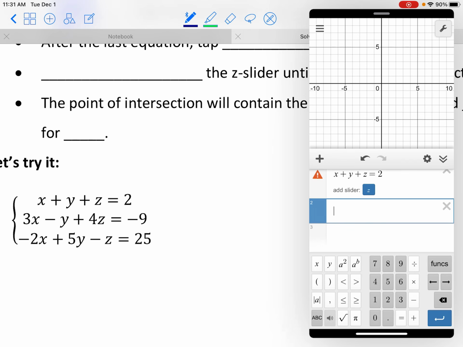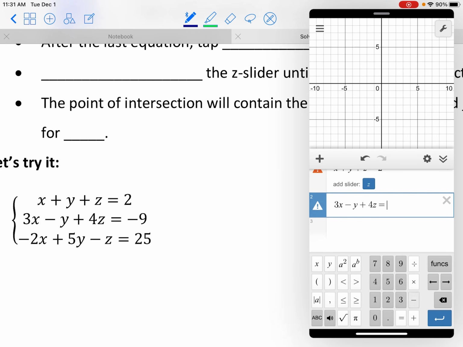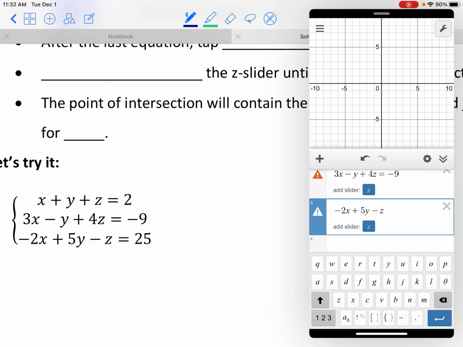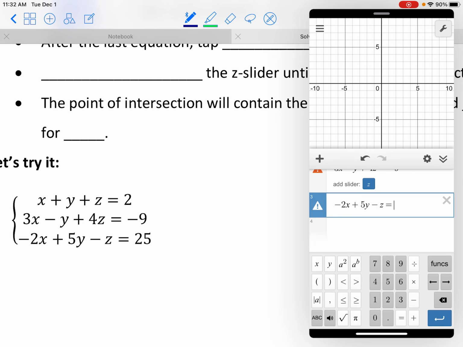So let's just keep going. Trust me for a second. So 3x minus y plus 4z is going to equal negative 9. And again, nothing happens. That's okay. Just keep going with me for a minute here. Then we got negative 2x, and then plus 5y, and then minus z is going to equal 25.